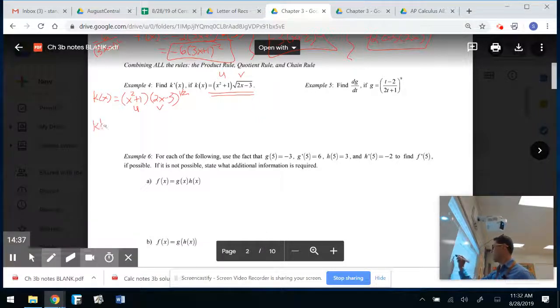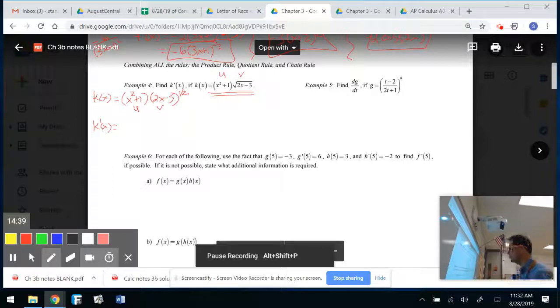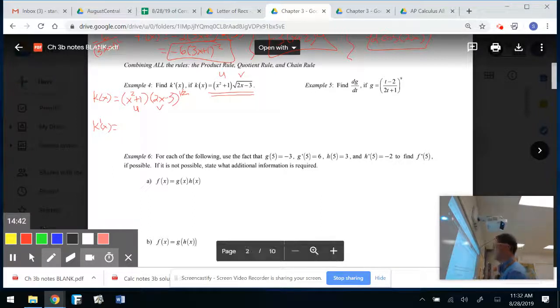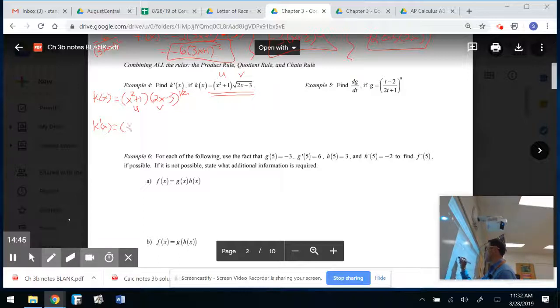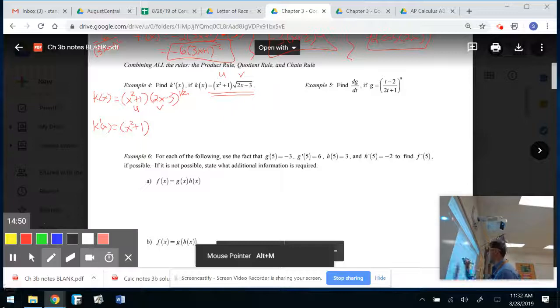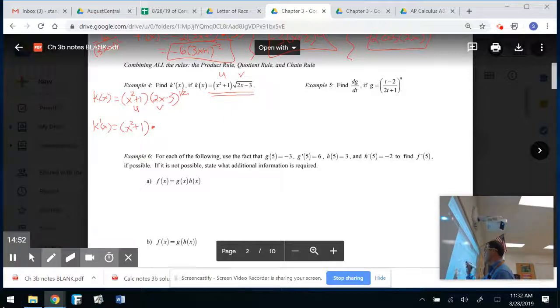Okay, so let's go ahead and do this. Derivative of k prime of x. All right? So how do we do this bad boy? We write down our u, which is x squared plus 1. Remember, when you do the product rule, it doesn't matter which order you do it in. And we're going to multiply that by the derivative of v. Well, what's the derivative of v? Oh, it's the chain rule, right?